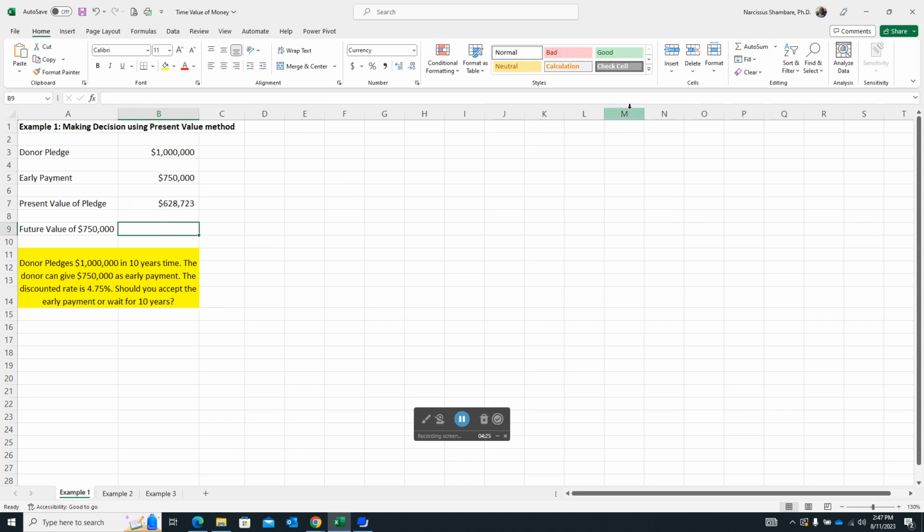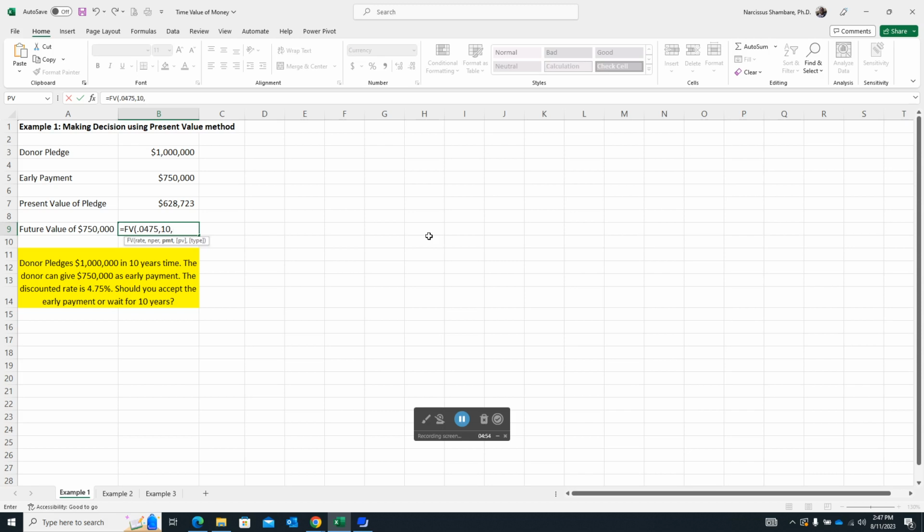So we can go ahead and calculate the future value of $750,000. We just want to compare and contrast here, and calculate the future value based on the same discount rate, 0.0475, comma, over 10 years, comma, and what else do we need here?